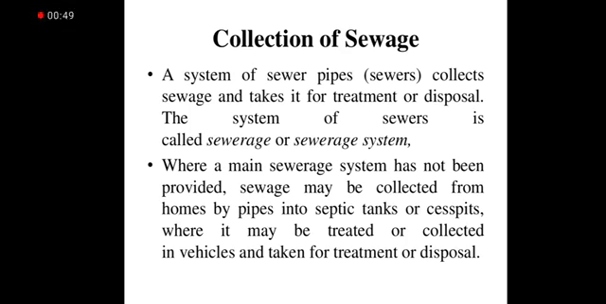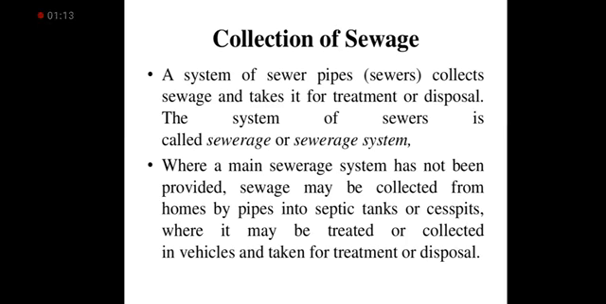Collection of sewage. A system of sewer pipes, or we can say sewers, collects sewage and takes it for treatment or disposal. This system is called a sewer. Just now we discussed that collection and going to the treatment plant is called transportation, which is done by sewers, where a main sewage system has not been provided.